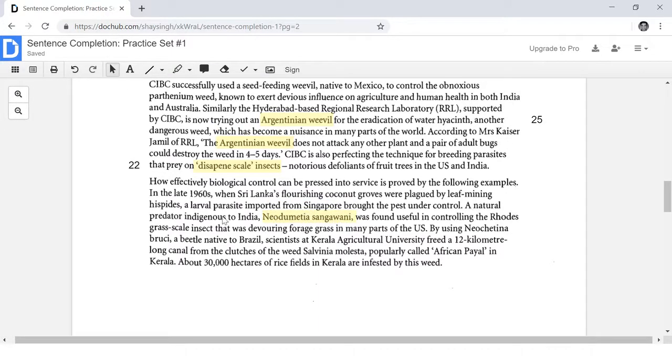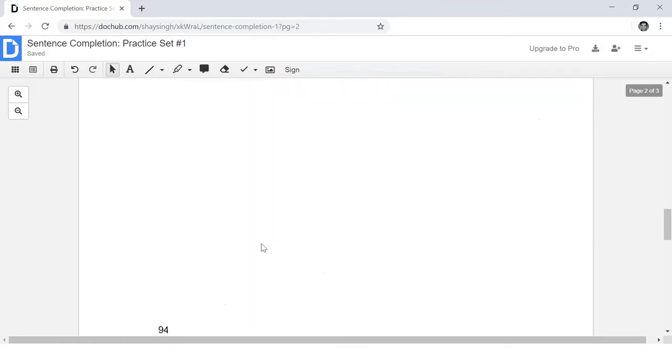It says, a natural predator indigenous to India, Neodumetia sangawani, was found useful in controlling the Rhodes grass-scale insect that was devouring forage grass in many parts of the US. Okay, so what this is saying is that this species is a native predator of India, and this species helps in controlling grass-scale insects. Somehow it, well, it seems that it's a predator of these insects, that it eats these grass-scale insects. So that is probably going to be our correct answer.